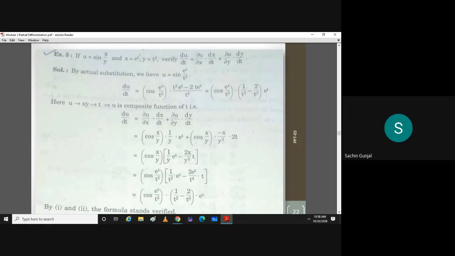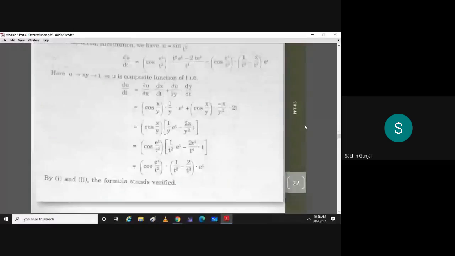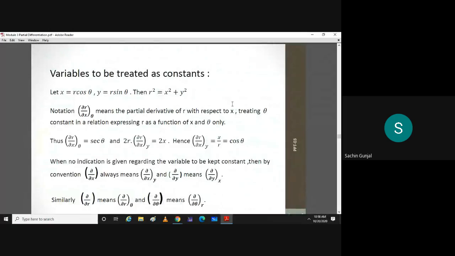Done? Yes, sir. So let us go ahead with a new concept and a new notation, that is variable to be treated as a constant, which is denoted by suffix. Okay. So please understand that this slide talks about only notation. So these are particular examples.